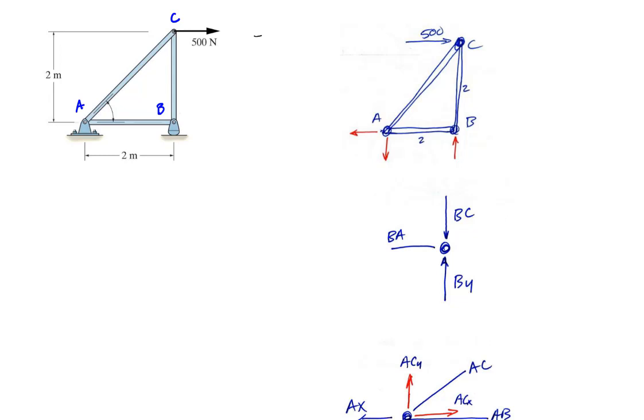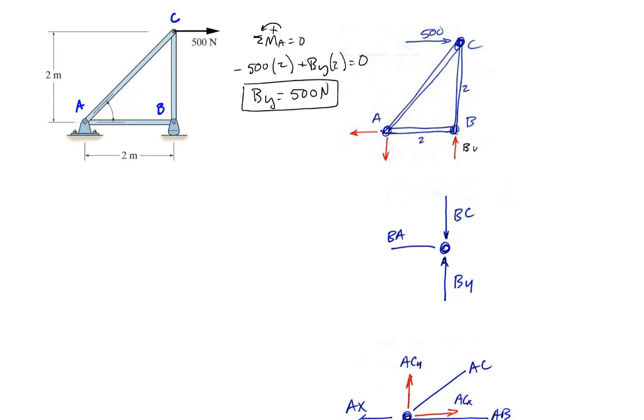I'm going to sum the moments about point A, call that equal to 0, try to find out something about that. So I have minus 500 times 2 meters plus By times 2 meters is equal to 0. So here I have By is equal to 500 newtons, and that is positive in the direction that I've drawn my arrow. What else can I find out? Let's sum the forces in the x and sum the forces in the y and see if I can find out what else is going on. So let's label this. I'm going to say this is By, this is going to be Ay, and Ax.